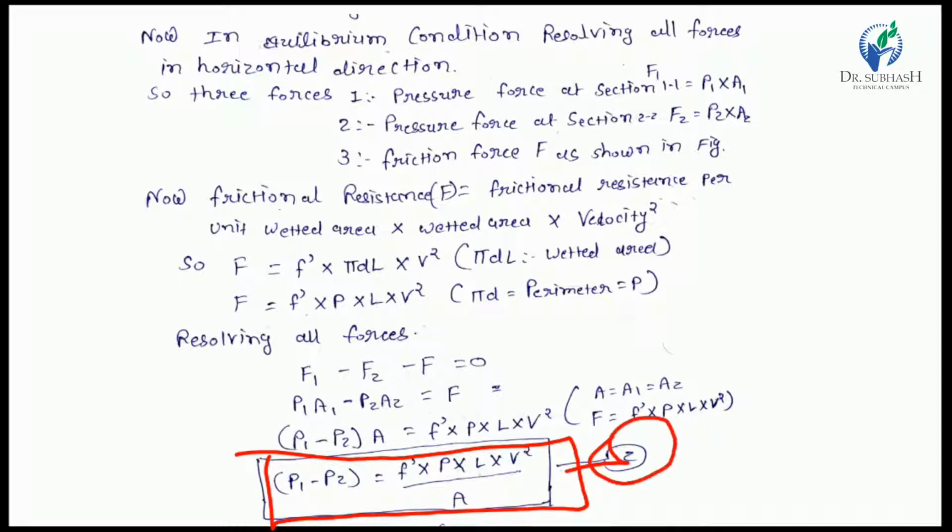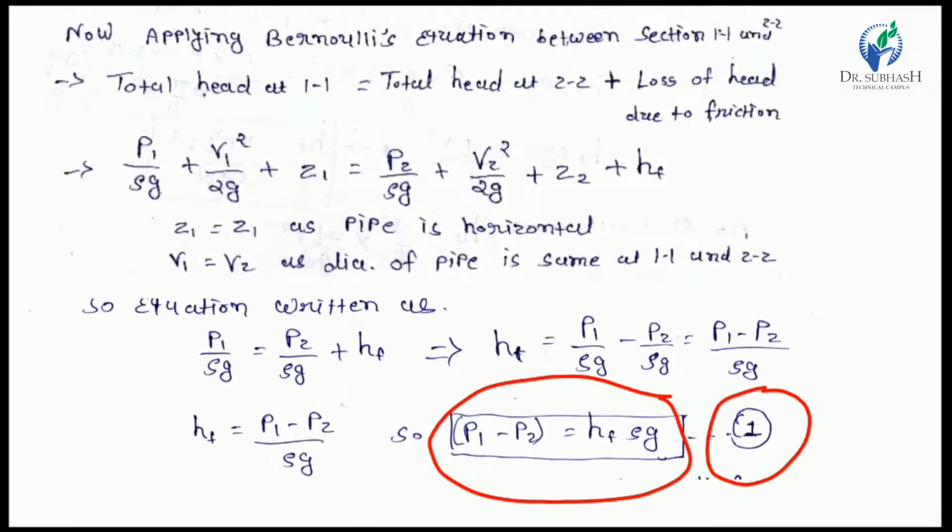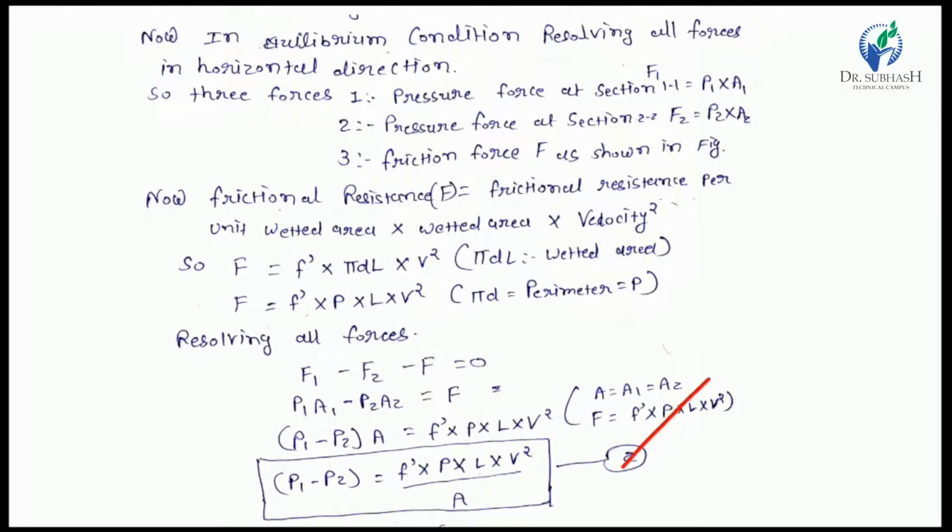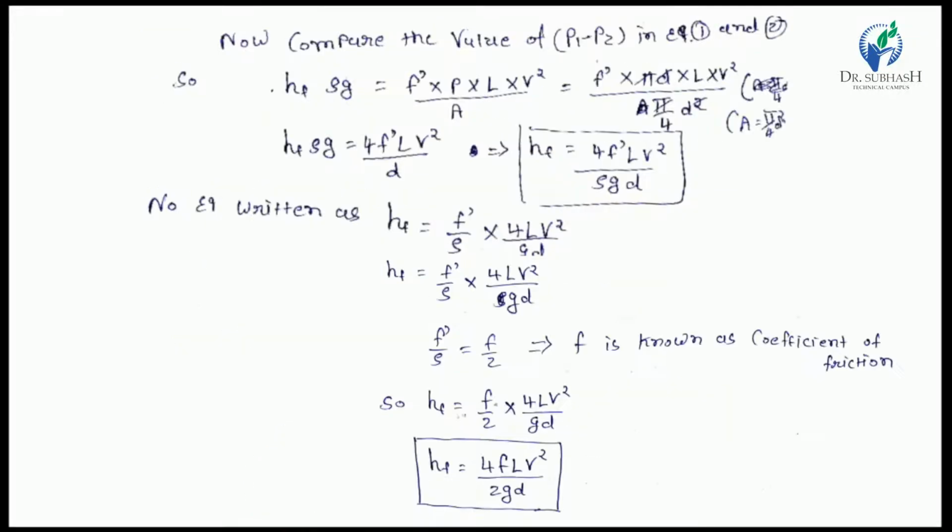So now we have two equations for the pressure difference: equation 1 and equation 2. So now equating the value of the pressure difference from equation 1 and equation 2, we have to write the equating of equation 1 and equation 2.